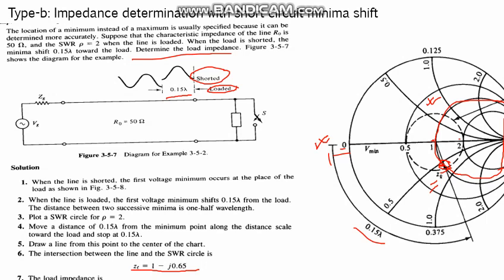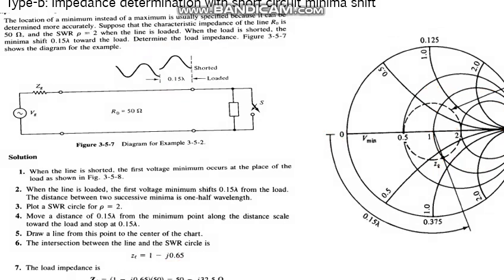Okay, so first of all, we read out the question. The location of a minimum instead of a maximum is usually specified because it can be determined more accurately. The thing is that you have to find the maximum, but the location of a minimum is usually specified because it can be determined more accurately.